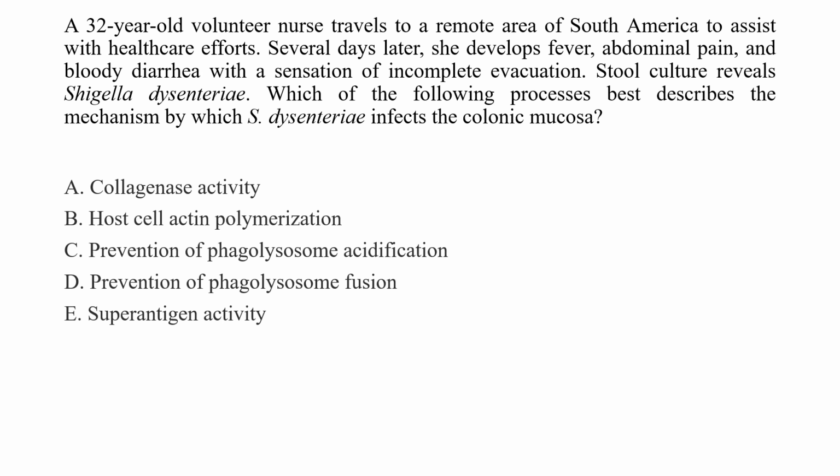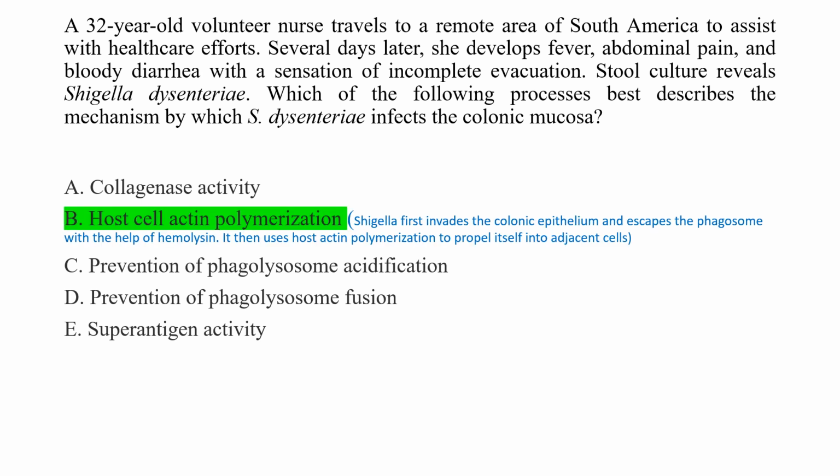A. Collagenase activity. B. Host cell actin polymerization. C. Prevention of phagolysosome acidification. D. Prevention of phagolysosome fusion. E. Superantigen activity. The correct option here is B.